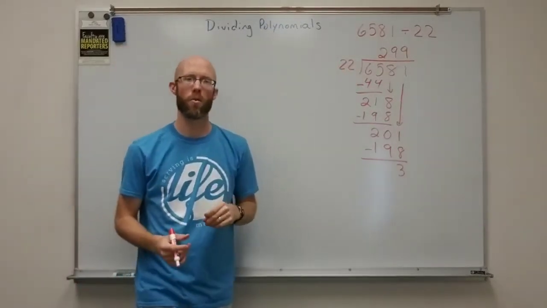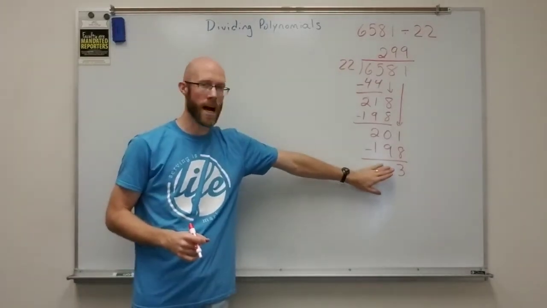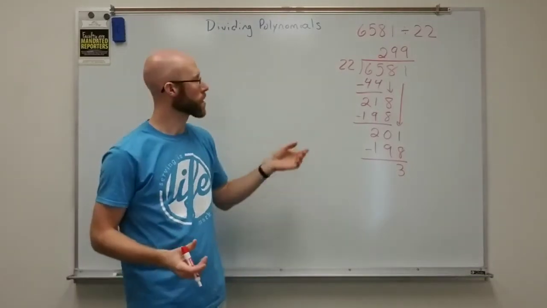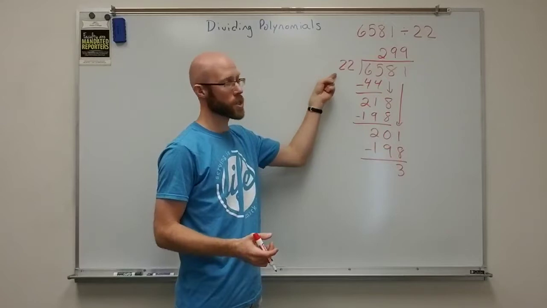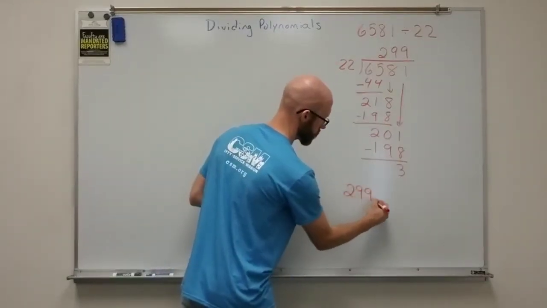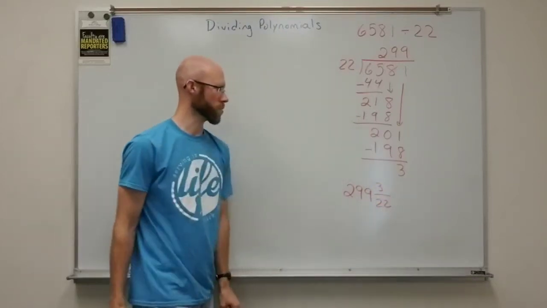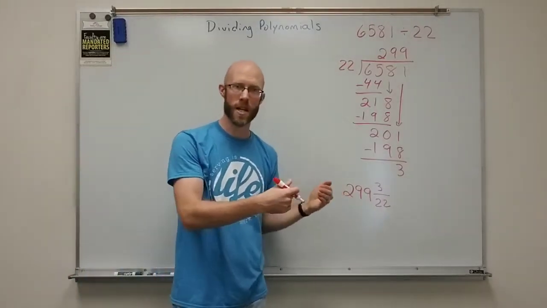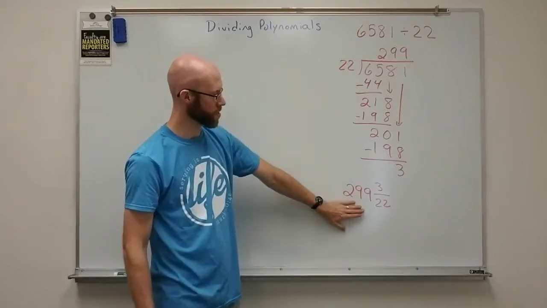Now, if you'll recall, when we do long division and the remainder is not 0, we create something called a mixed number. So the actual answer here is 299 and 3/22. Remember, final answer 299 and 3/22. So it's slightly more than 299, but it's not 300. And so that's our mixed number form.